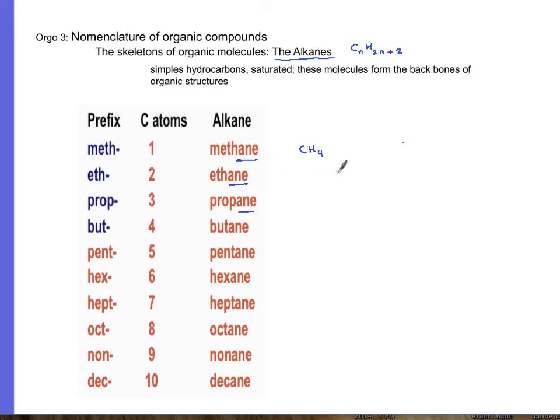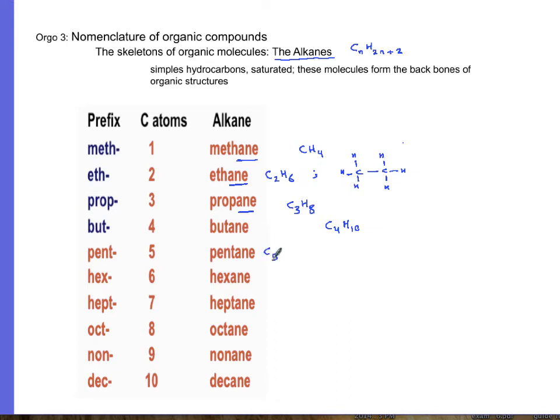If we look at ethane, now you should have 2 carbons, twice as much hydrogen plus 2, so that makes it C2H6. This is the molecular formula. I'm about to show you the structural formula with all the bonds shown, which is CH3, CH3. So that's ethane. If you have 3 carbons, it is propane, C3, H twice as much plus 2, C3H8. Butane is 4 carbons and 10 hydrogens.